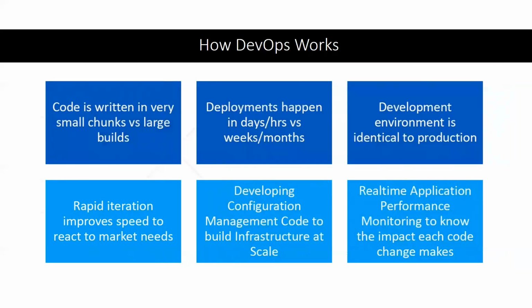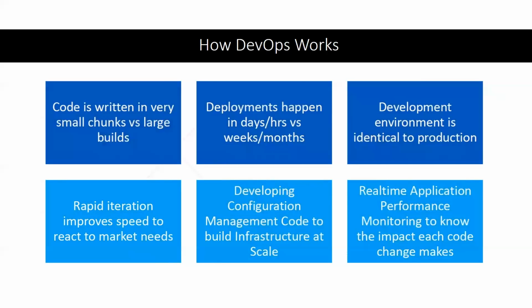Because everything is very fast, in hours, if we see in the second box, it means the changes which are required can be made very fast. Developing configuration management code to build the infrastructure at scale. Because now everything is code, we are creating the infrastructure with the help of code. So it is more scalable.